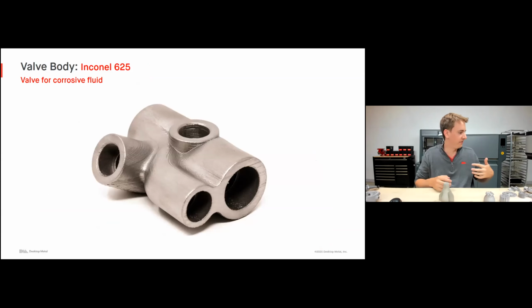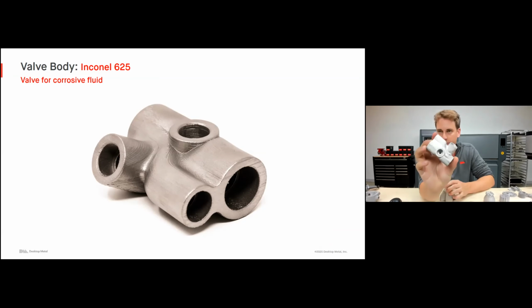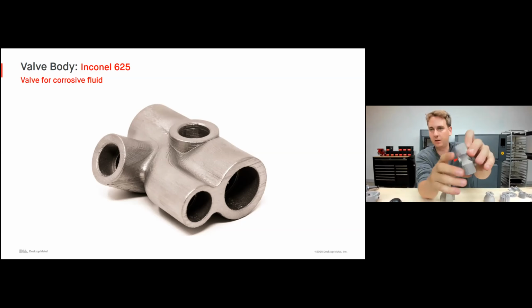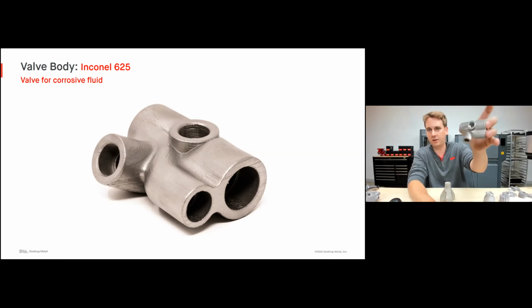Another part here, this valve body that I have with me today. This is a valve that's used for different corrosive fluids, so it needs to be made out of Inconel. It would have been very, very, very expensive to machine this, especially with some of the deeper internal channels that this part features, but it's no problem just to throw this on the printer.